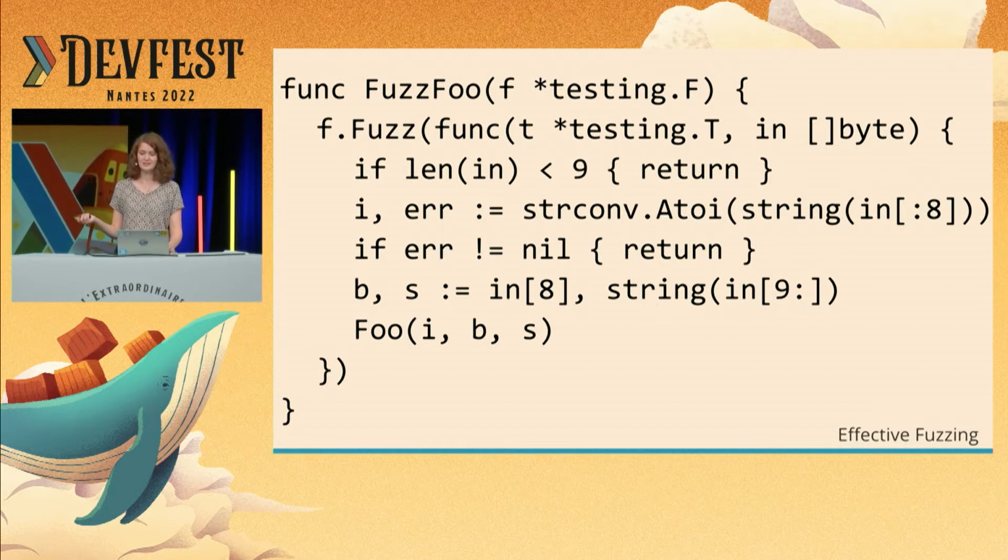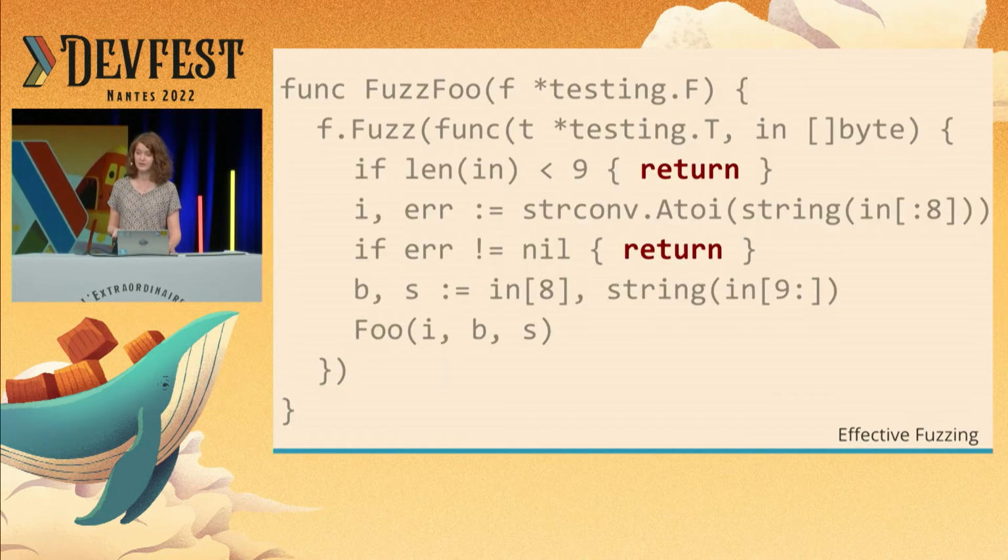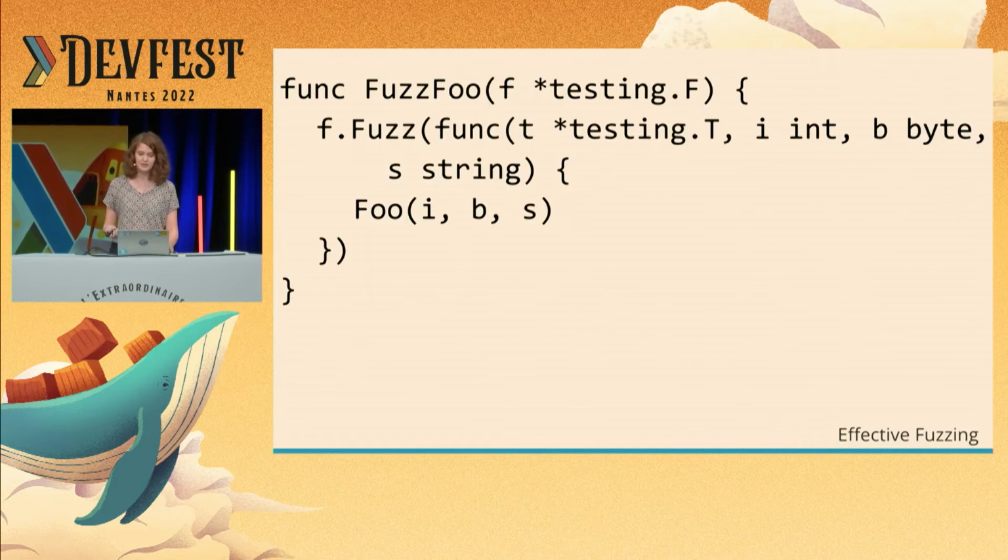But not only is this an eyesore, it's going to waste a lot of time generating bytes that can never actually be fed into your function. One of these two returns is likely to get hit fairly often, which is going to waste our computing time, right? The fuzzing engine doesn't know. You haven't told it what it needs to do, so it's going to generate something completely random. It doesn't know how many bytes to use. It doesn't know how they should be structured, what they should look like.